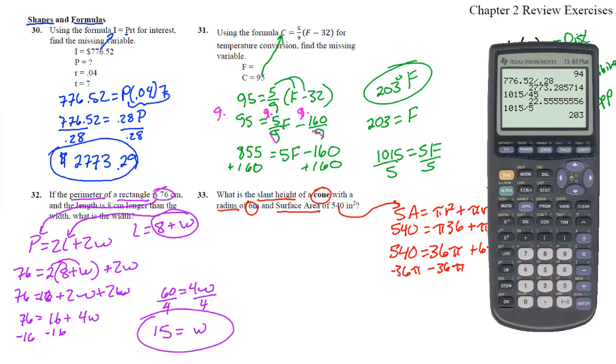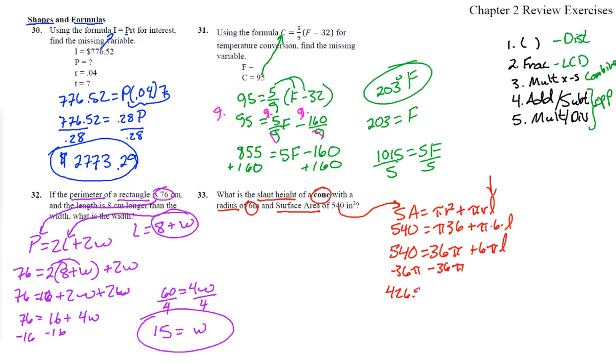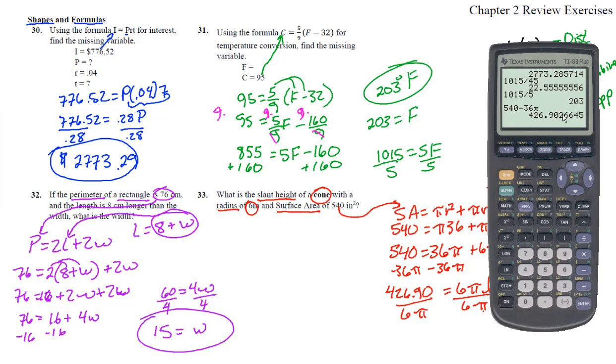And let's go ahead and punch that in on this calculator. 540 minus 36. This calculator has the pi button there. So that's 426.90. 426.90 equals 6 pi L. Now we're on step 5. Get rid of the 6 and the pi because it's multiplying that L. So divide by 6 pi, divide by 6 pi. And on the calculator, I've kept all the decimals here.